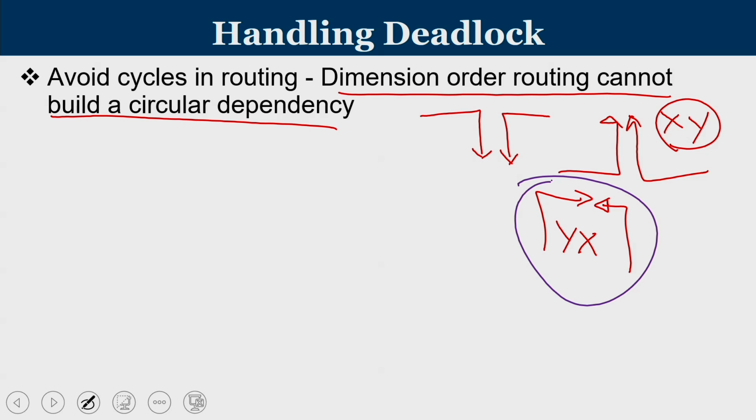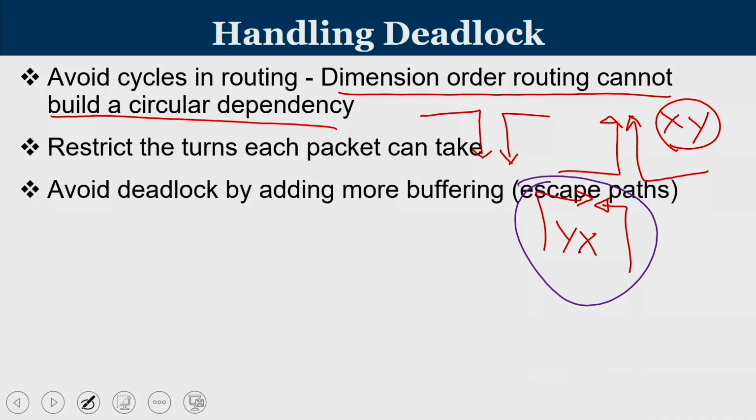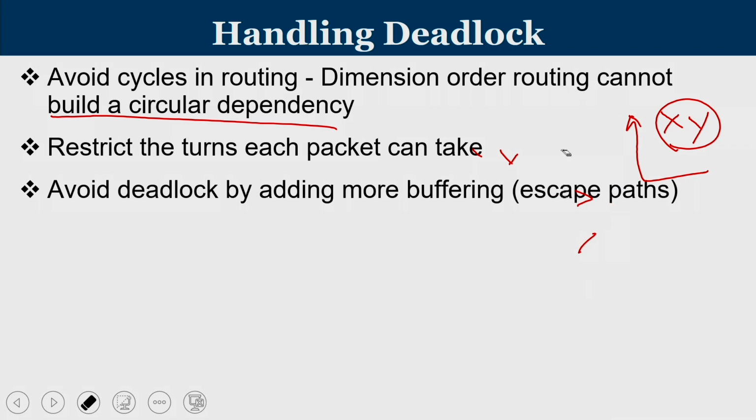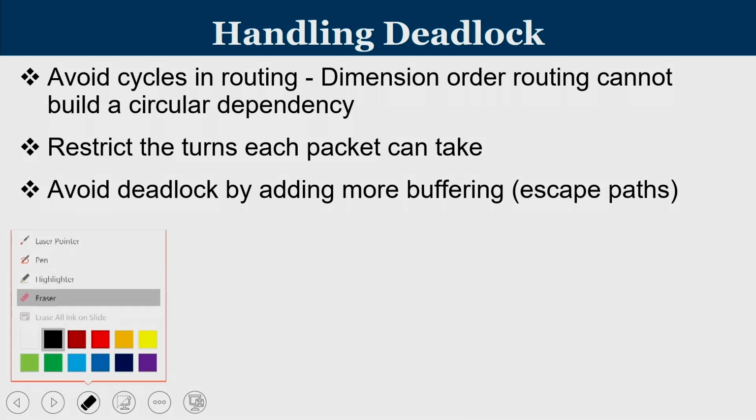So, avoid cycles in the routing, that is the best way, and dimension order routing is already taking care of it. But dimension order routing is highly restrictive, it does not give you flexibility in dealing with congestion. So, restrict the turns each packet can take, that is only one solution, avoid deadlock by adding more buffer so that you have escape paths when there is deadlock happening. So we will learn a couple of routing algorithms which are being implemented in NOC.